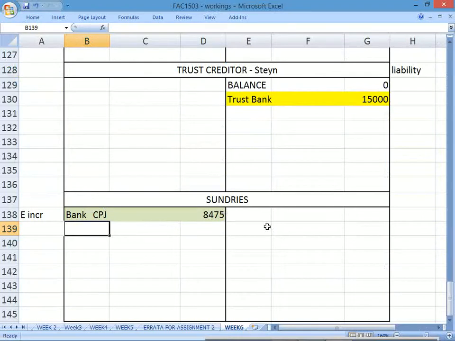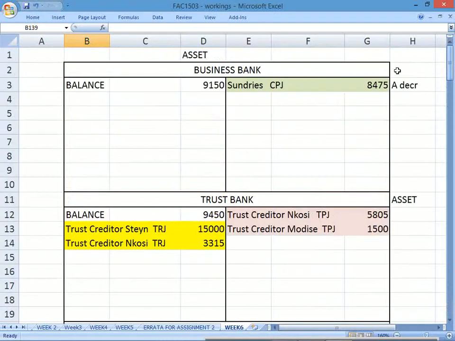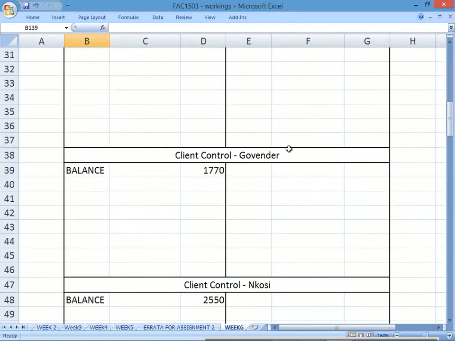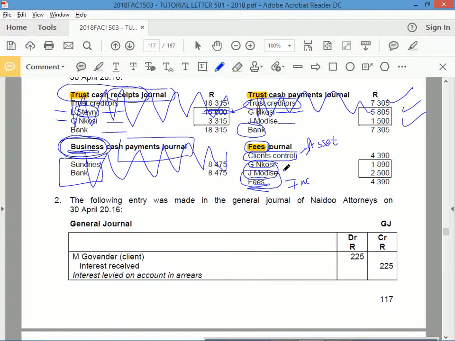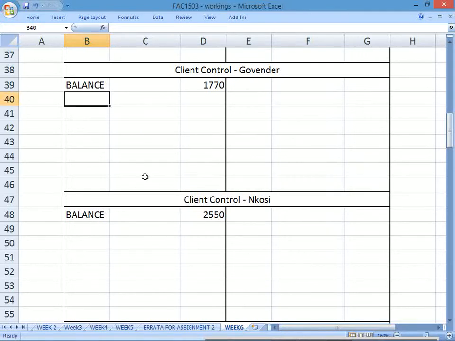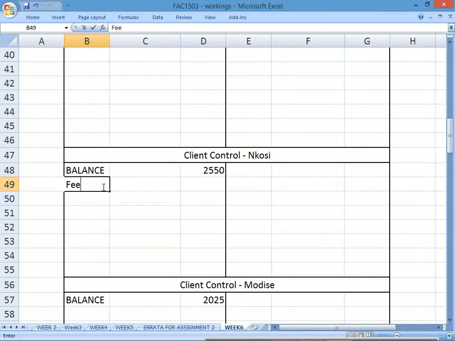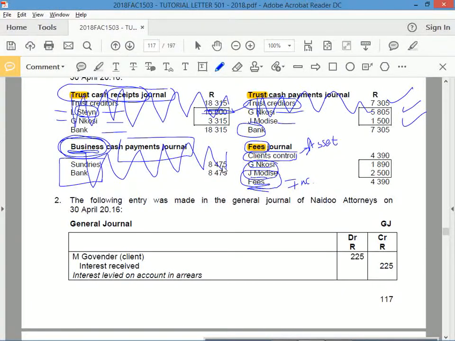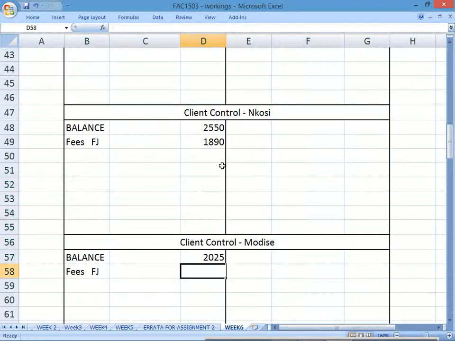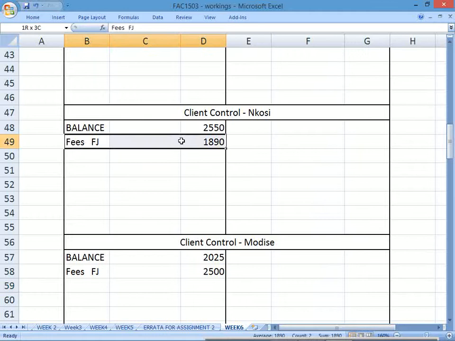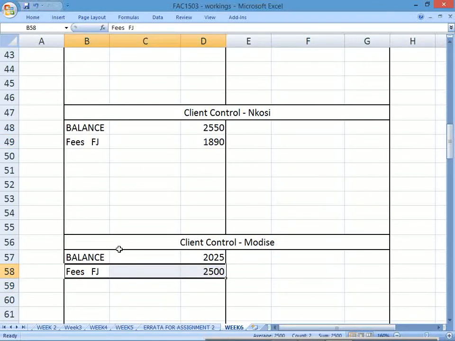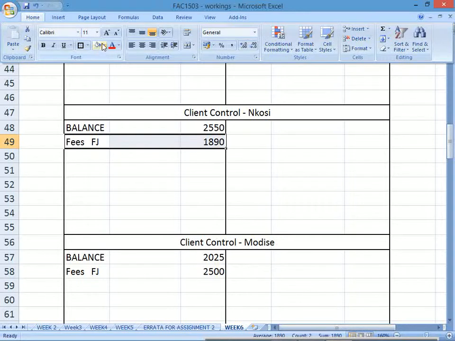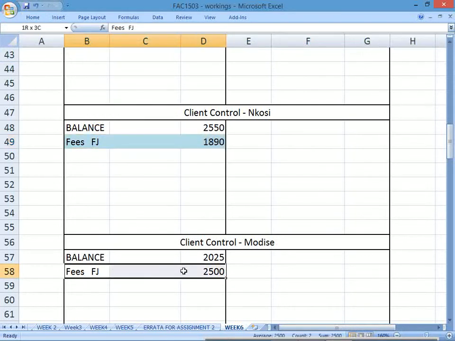Right, so let's show that. Let's go to the client control accounts. Did Governor get charged fees? No. Nkosi and Modise only. So Nkosi fees journal, and the amounts 1890, 2.5. The one, there's the other. Those are debits, do you agree? Debits need credits.